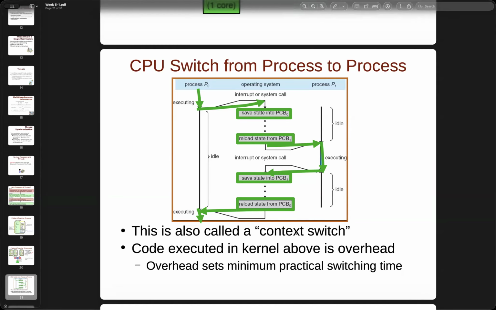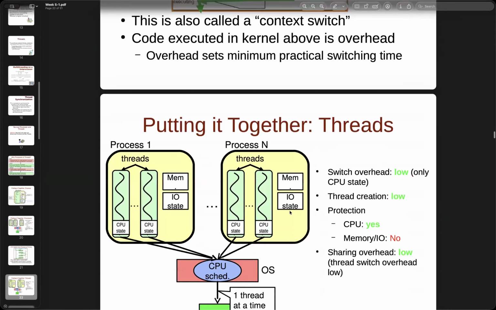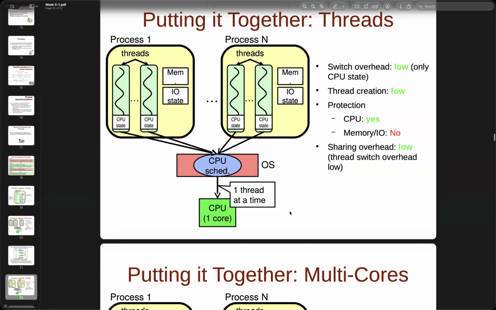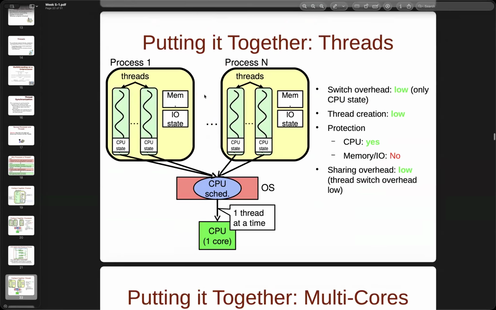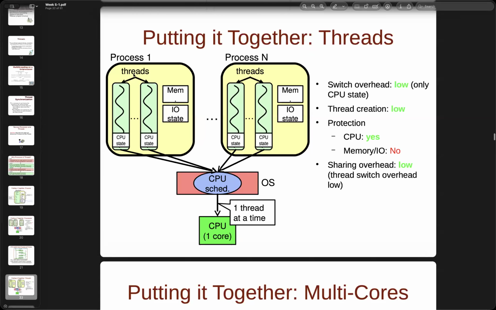This is called the context switch. The code executed here in the kernel is called overhead, because it is the minimum protocol switching time. So it keeps switching. Here's the idea: because we have multiple processes, right now we try to implement multi-threading.